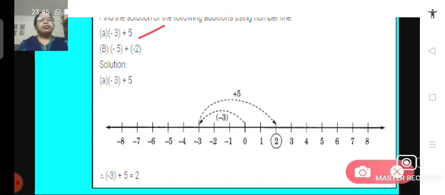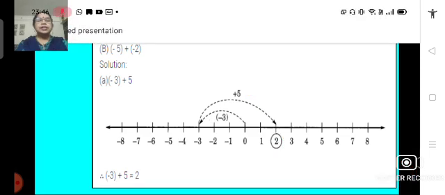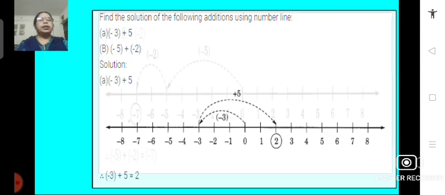So for negative 3 from 0 we move towards left 3 steps, and from negative 3 we move towards right 5 steps since it is positive 5. And where do we reach? We reach at 2. So the answer for this is negative 3 plus positive 5 is equal to positive 2. So positive 2 is the answer for this problem.